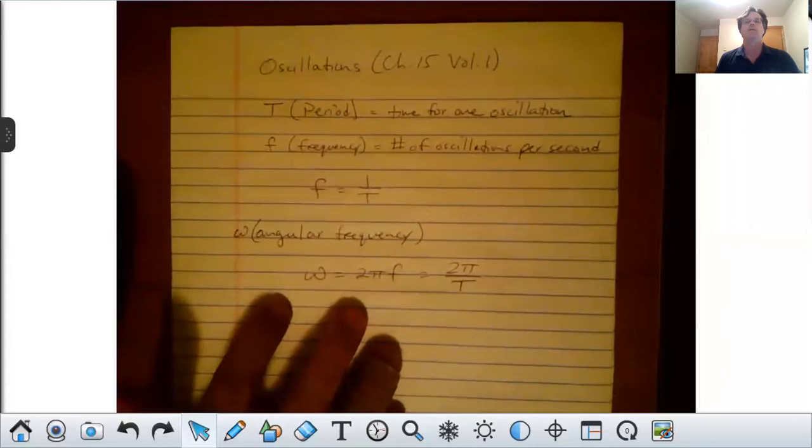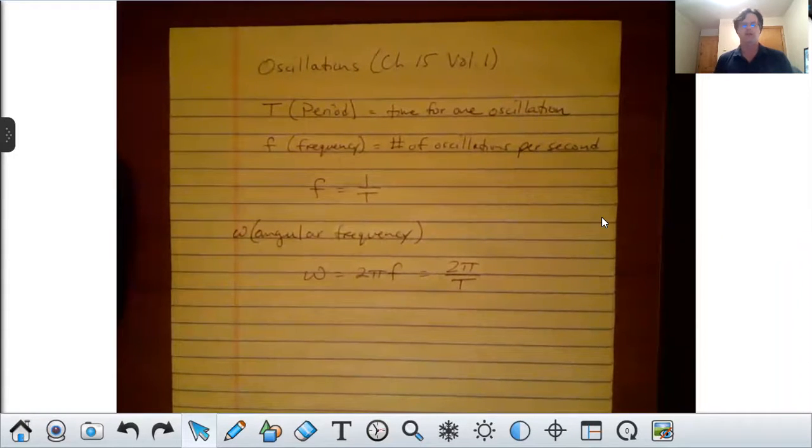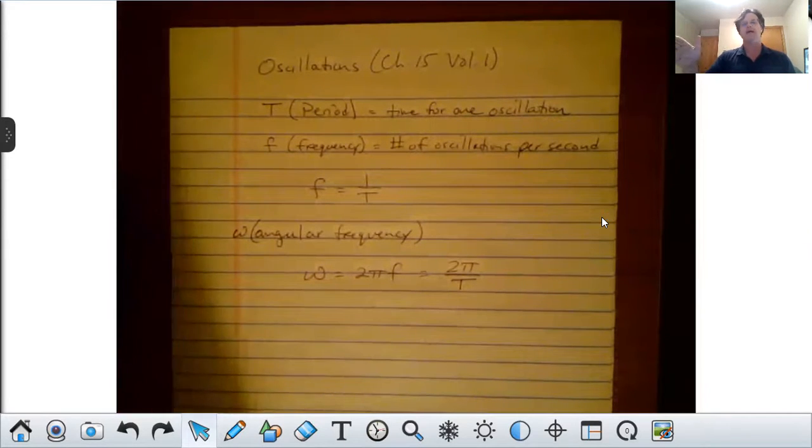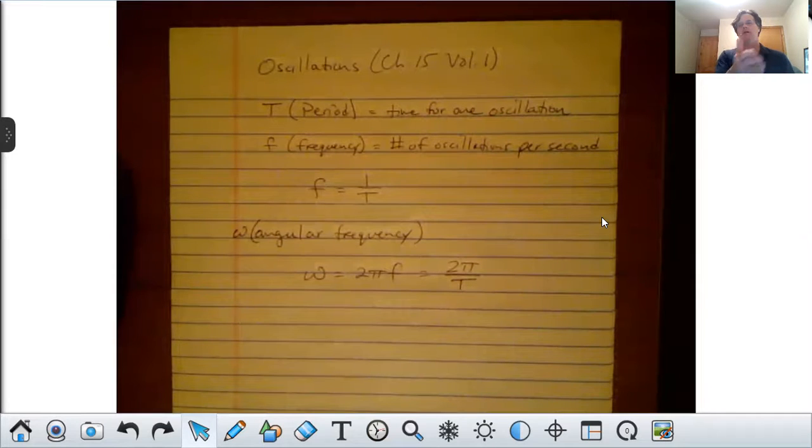So let's start talking about chapter 15. And chapter 15 has to do with oscillations. And the first thing to describe about an oscillation is the period and the frequency. So by an oscillation, I just mean a motion that repeats itself. So it could be like a pendulum, swinging back and forth, for example. The time for one cycle, one oscillation, to go all the way out and back to where it started from, we call the period. And I'm going to denote that by a capital T.